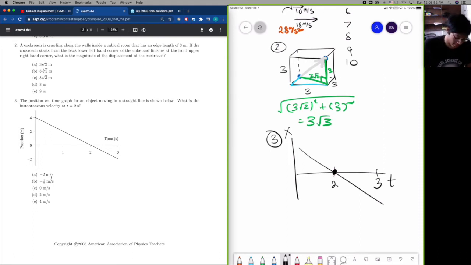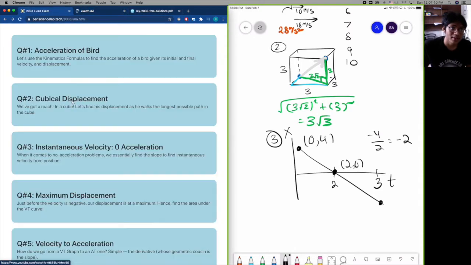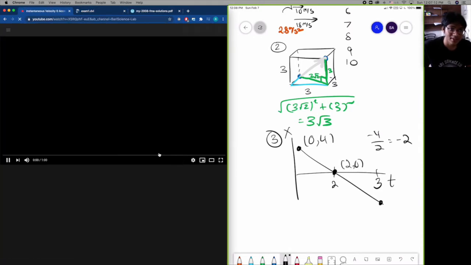Finding the slope of this line is as simple as taking 2 points and finding the slope, right? So this point right here is going to be (0, 4). This point right here is going to be (2, 0). So our slope should be -2, and so our answer should be -2. Hopefully I made the right choice. So instantaneous velocity. Let's see what I got.